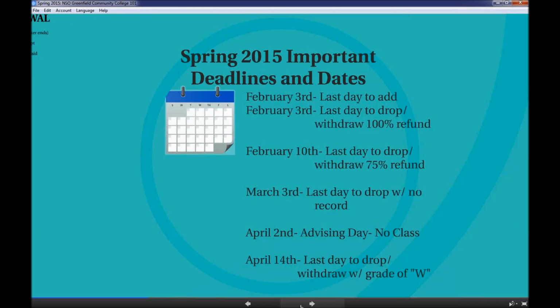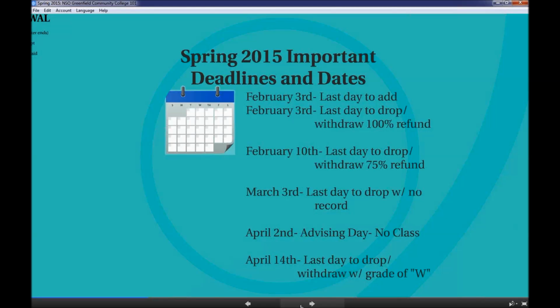February 3rd is the last day to add. And February 3rd is also the last day to drop a course or to withdraw from the college with a 100% refund. So no records. You have attempted the course for a week, but for whatever reason you've made a decision that you need to drop these courses or to withdraw, and this gives you a 100% refund for whatever you expended for the courses.